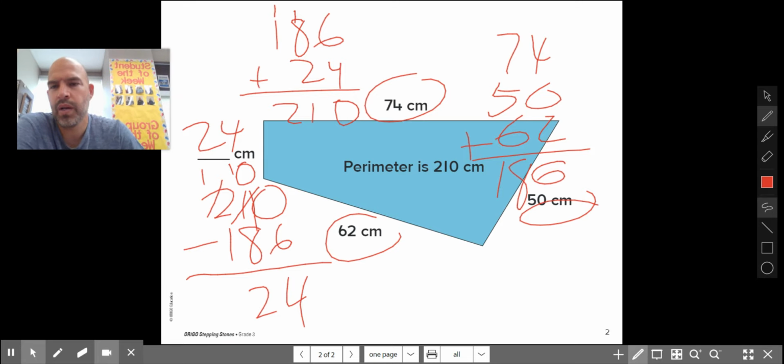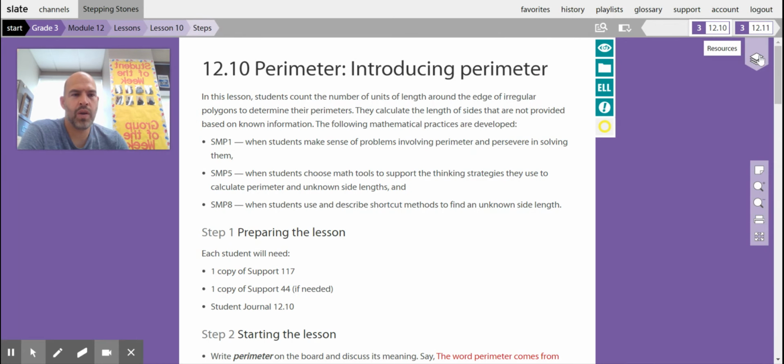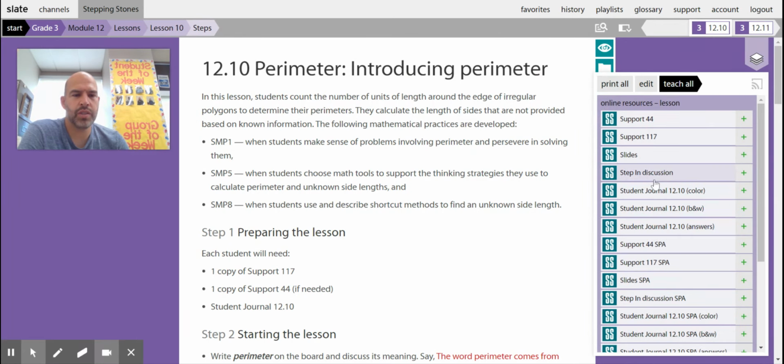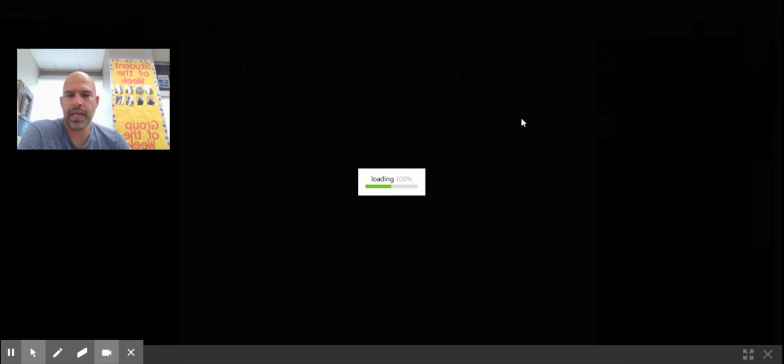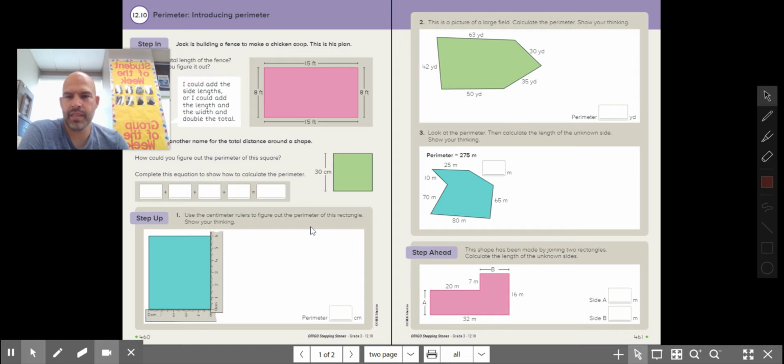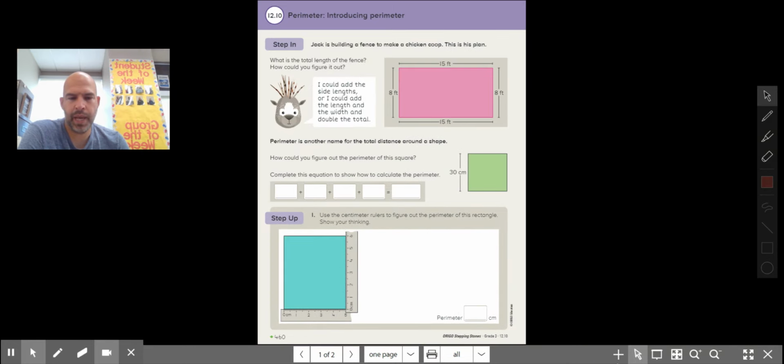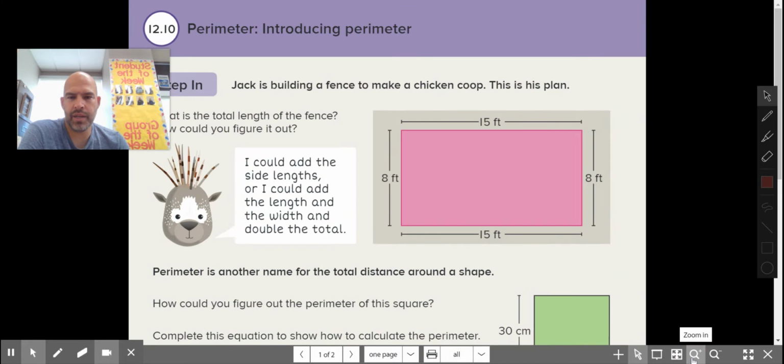All right, guys. So right there, we checked our work. Okay, that was pretty quick and easy. I think that's something all of you can do. We're going to jump right over to our lesson here because I think we can move right into this part of our lesson. Let me get to a single page and zoom that in.